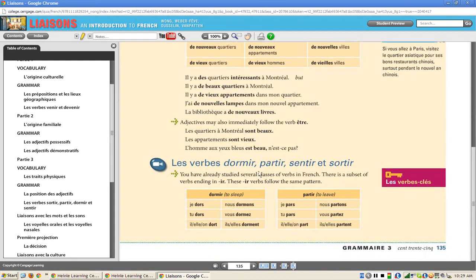Nous sommes en train d'apprendre les verbes dormir, partir, sentir et sortir. Ce sont des verbes irréguliers. These are irregulars, as opposed to the other verbs that we will learn later that are regular, IR, or verbes en ir.